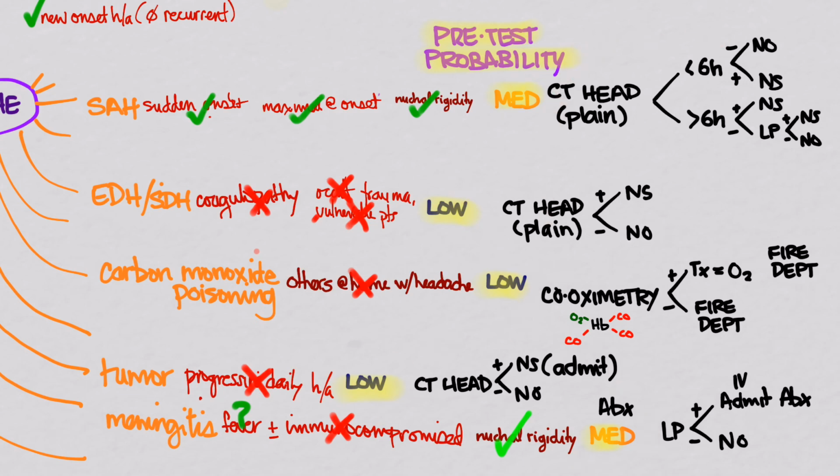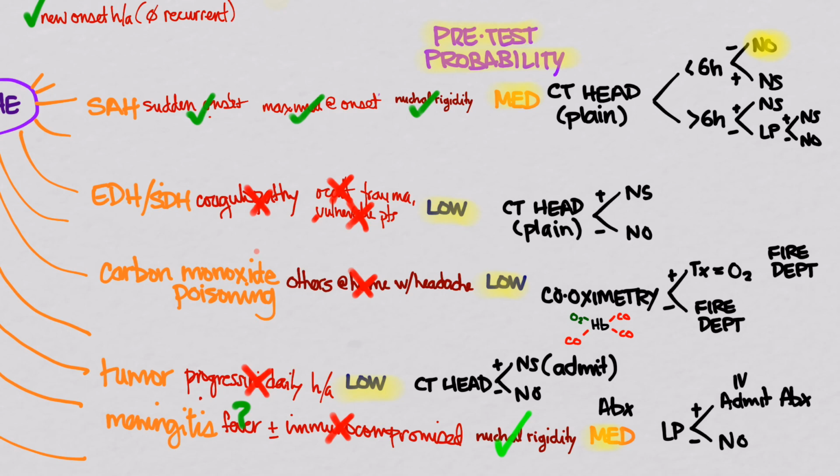And then you interpret your test in light of the pretest probability. So let's give you some results. Let's say you get your CT head. Your CT head was negative. And so you thought that this was not going to be, and it was within 6 hours. And so you said, this is not going to be a subarachnoid. I told you it was negative.